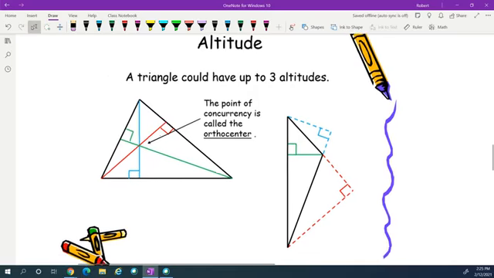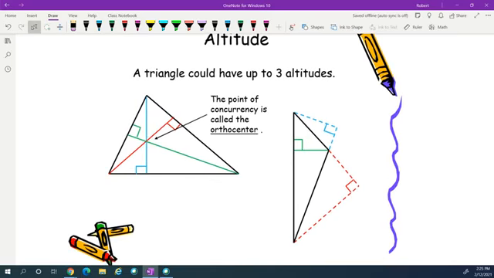Like the others, a triangle could have 3 altitudes drawn, and the point of concurrency where they intersect is called the orthocenter. So if we draw all of the altitudes in, that point of intersection is called the orthocenter. Again, just some vocabulary.